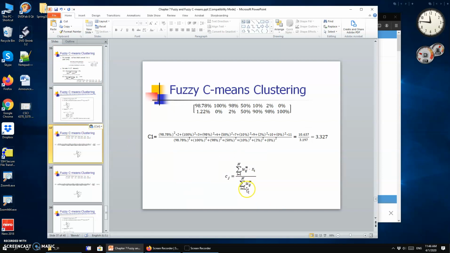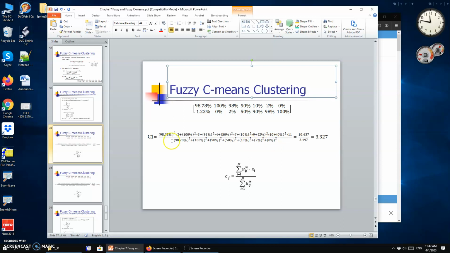center calculation. While we calculate the very first row of the membership, or the first cluster, the first values are 98.78, 100%, 98, 50, 10, 2, and 0%. For the denominator, we have 98.78% squared plus 100% squared plus 98% squared plus 50% squared plus 10% squared plus 2% squared plus 0% squared. That is how we calculate the denominator.